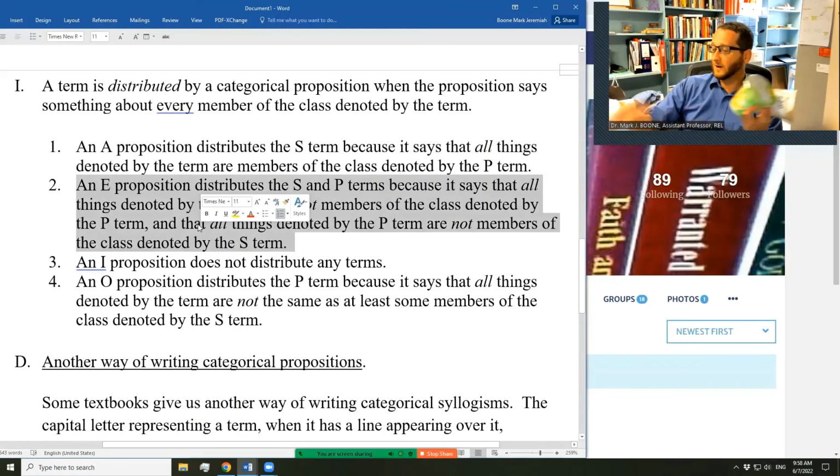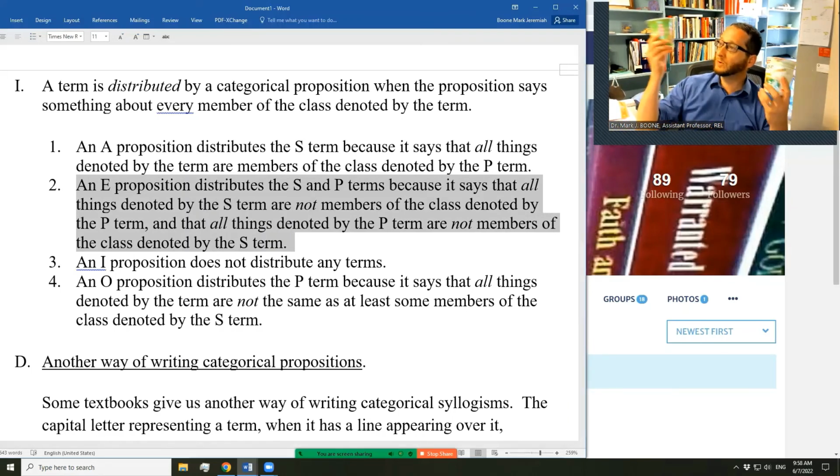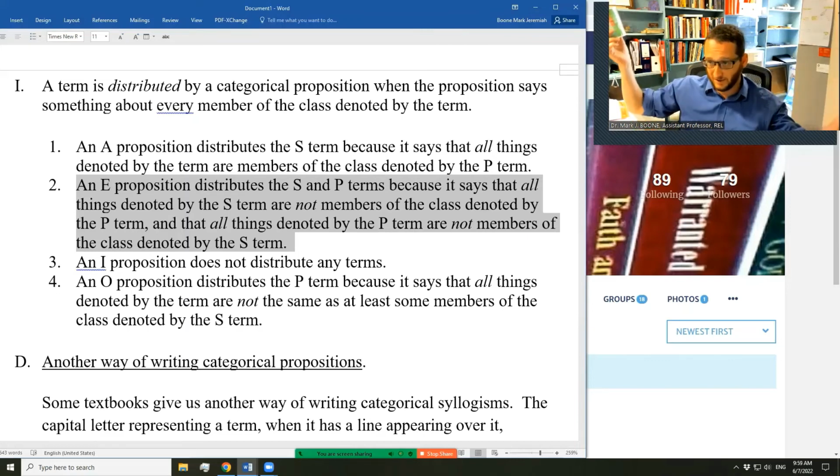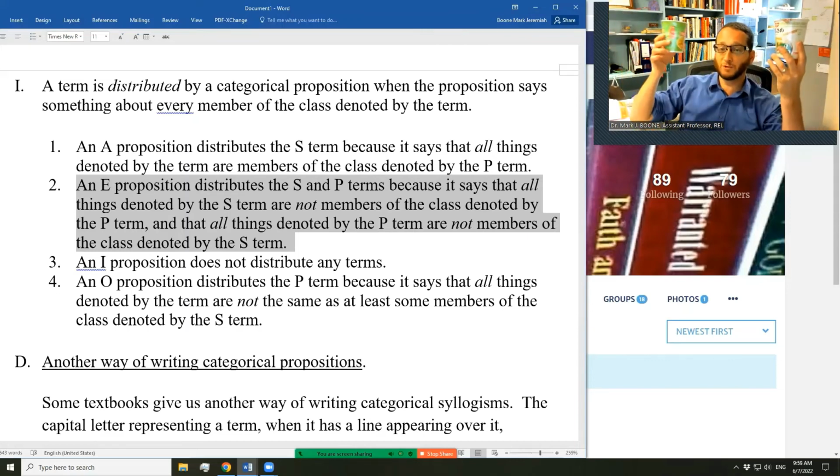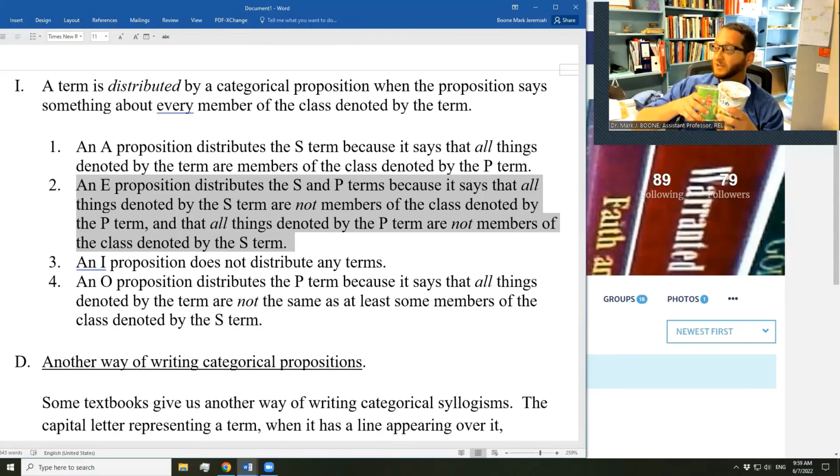If I say no cup noodles are caffeinated beverages, I'm saying something about all cup noodles. I'm saying they're not caffeinated beverages, but I'm also saying something about all caffeinated beverages. I'm saying none of them are cup noodles either. An I proposition does not distribute anything.